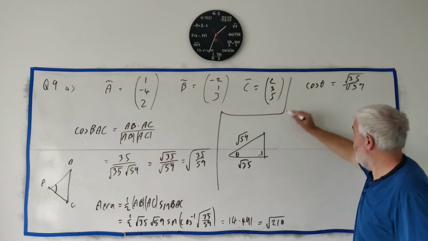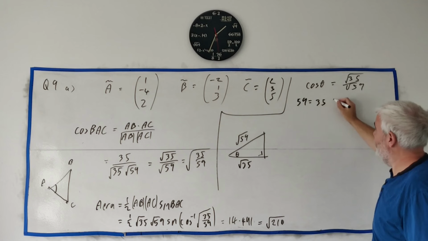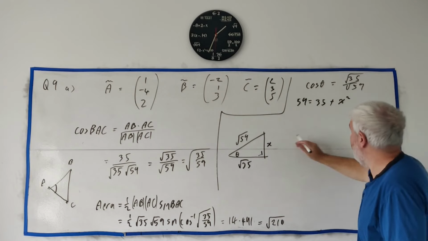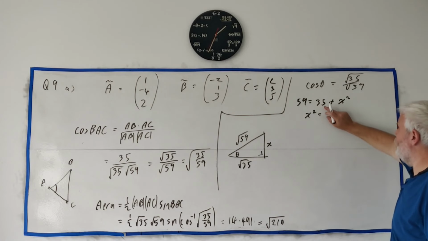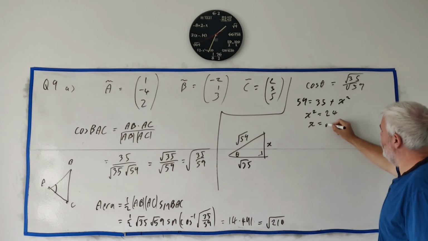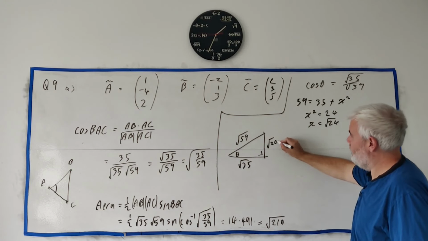That's just this squared, which is 59, is equal to this squared, 35, plus whatever this squared is. I'll call it x squared. Rearrange this, we'll get x squared is equal to, what is that? That's 24. So x is equal to square root of 24. This here is the square root of 24.